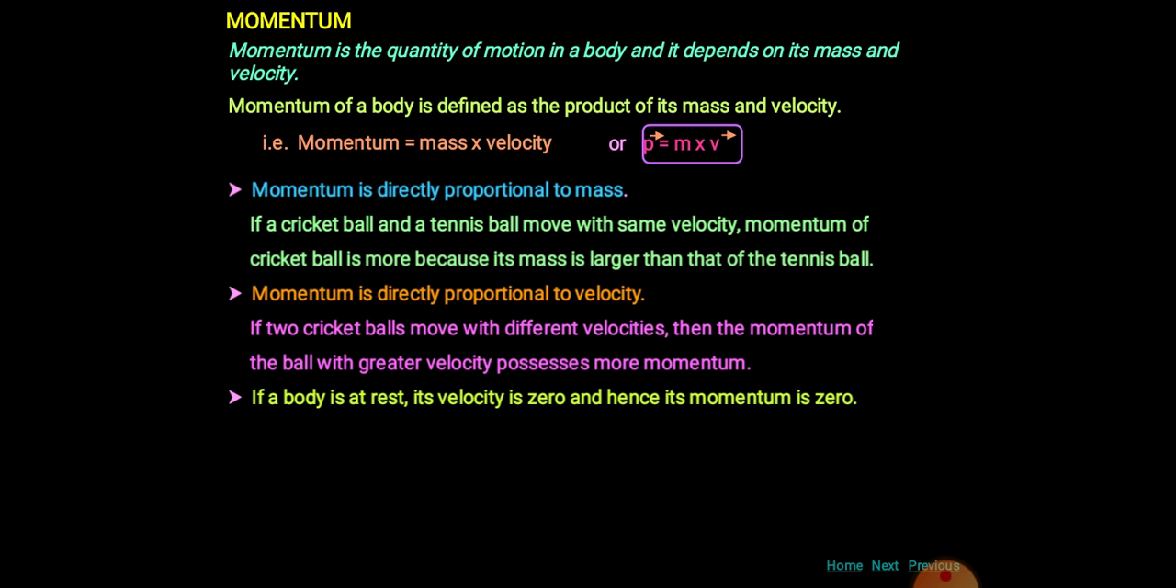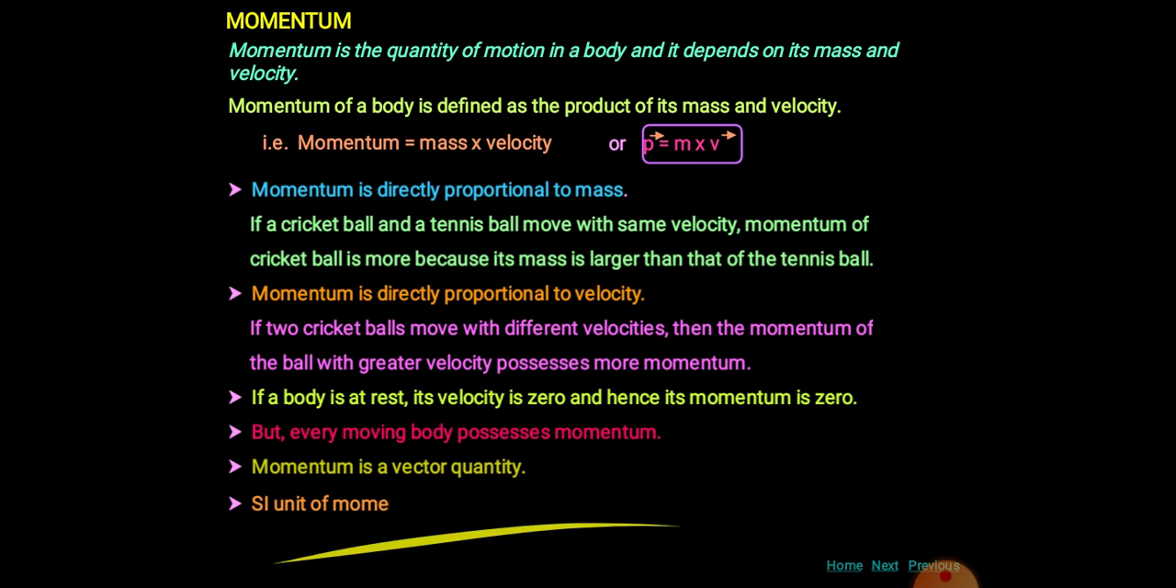Now let us understand, if the body is at rest, its velocity is 0, hence the momentum is obviously 0. According to the formula, P is equal to m into V. If V is 0, then the momentum P is also 0. Every moving body possesses momentum. Momentum is which quantity? A vector quantity, because it has both magnitude as well as direction.